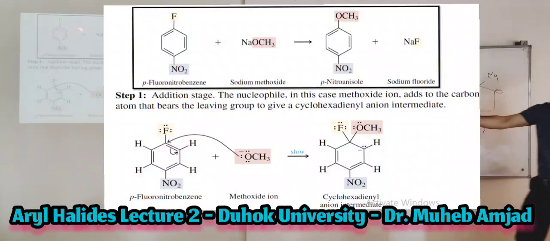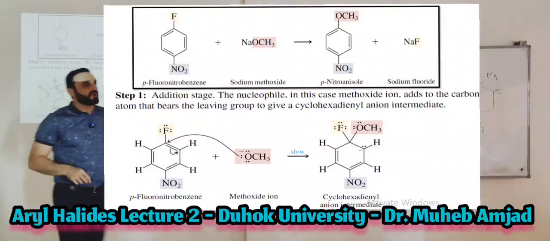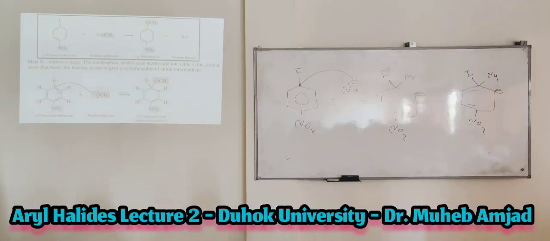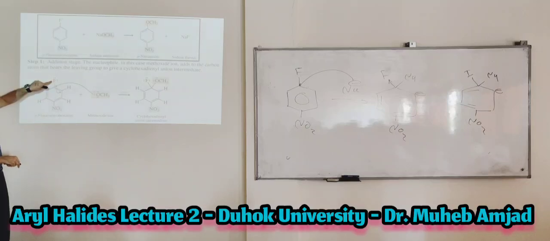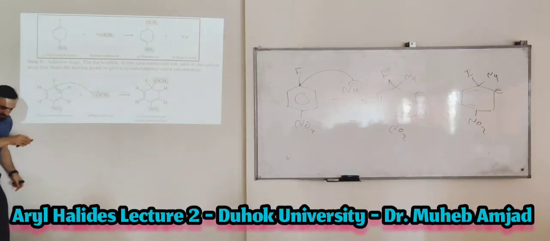Look, this is our reaction again. Where is the difference between the starting material and the product? The fluorine is replaced by what? By OCH3. That means it is nucleophilic aromatic substitution. So in step 1, the addition step, the nucleophile attacks the carbon that bears the what? The fluorine, yes, the leaving group, and gives you a carbanion. When it attacks this carbon, this pi bond will open.